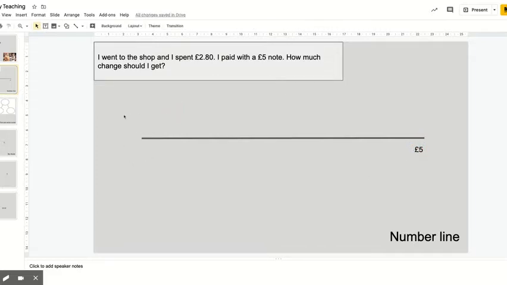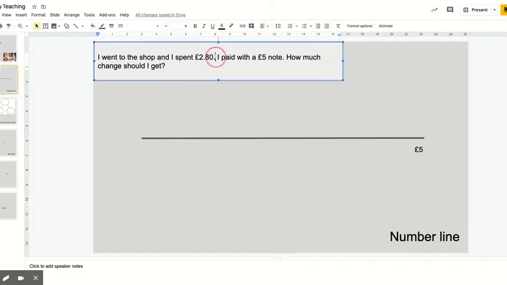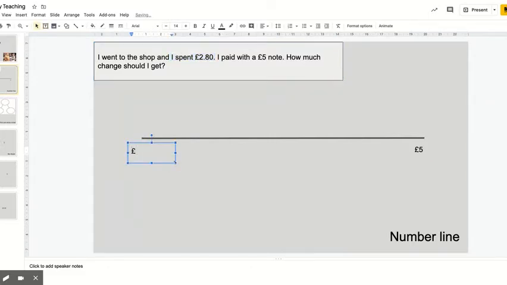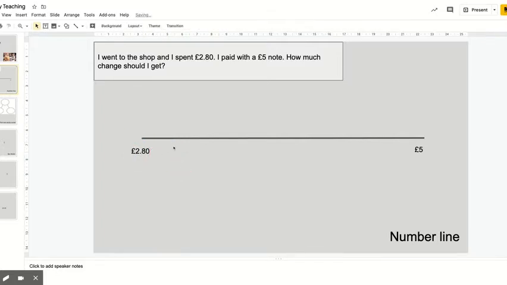Now on the left-hand side of the number line over here, I'm going to put how much the items cost, how much I was charged. So that is £2.80. Now there is a blank space between that £2.80 and that £5. Now that blank space, that difference between those two, is my change, and I've got to work out how to do it, how to find out the exact amount.